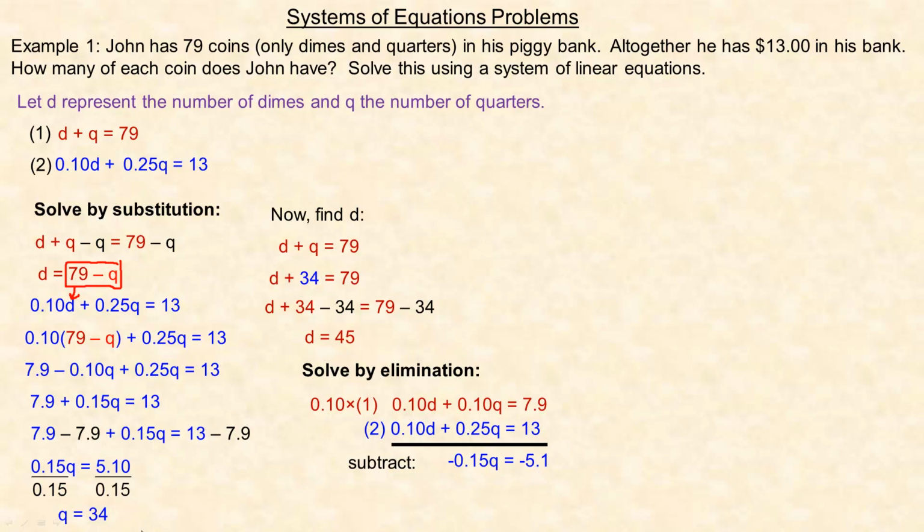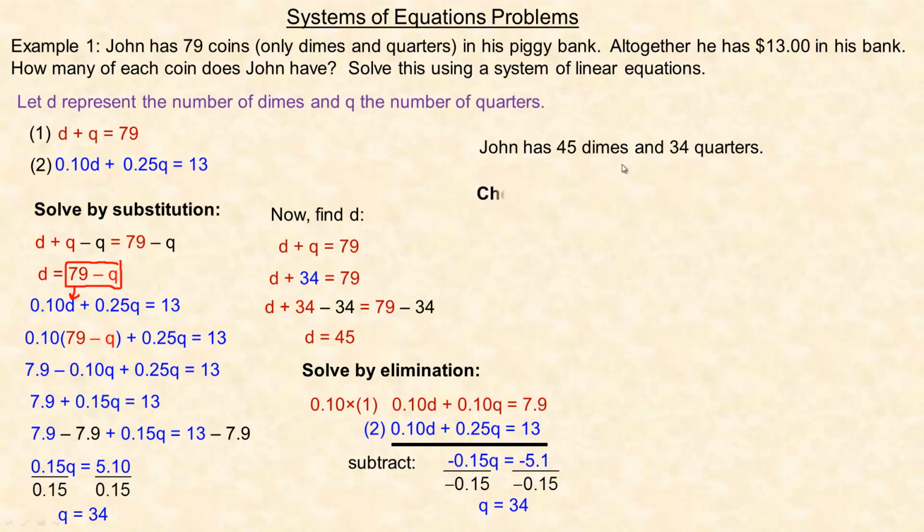Notice this is almost exactly the same as what we had over here, just opposite signs, but it doesn't matter, we're still going to get a positive 34. We would divide out negative 0.15 from both sides to isolate the Q, so Q still works out to be exactly 34. So if I was doing elimination, I now have Q, I need to find D, and then after this we do exactly the same thing again. To find D, we could put 34 in place of Q in this equation and find that D is 45. So that part would be exactly the same here. So we don't really need to do that again. So it looks like John has 45 dimes and 34 quarters.